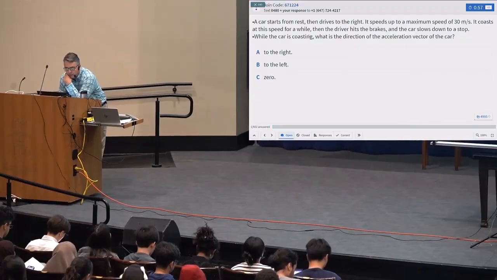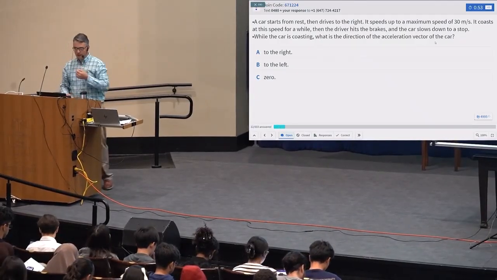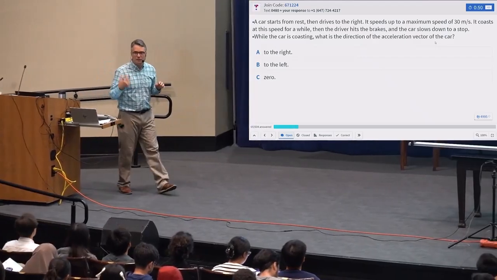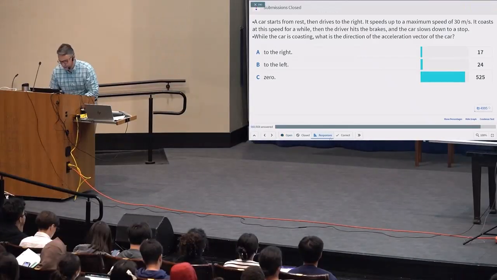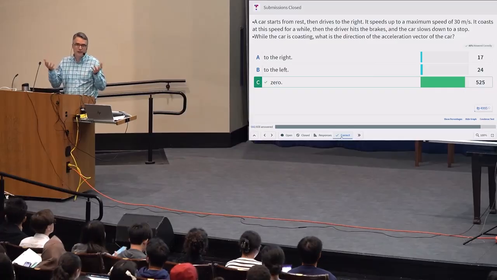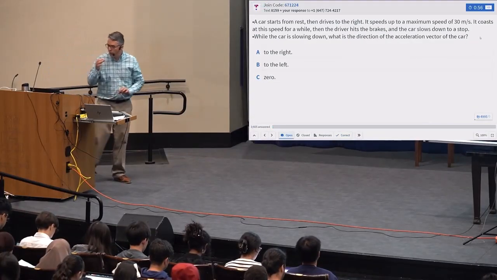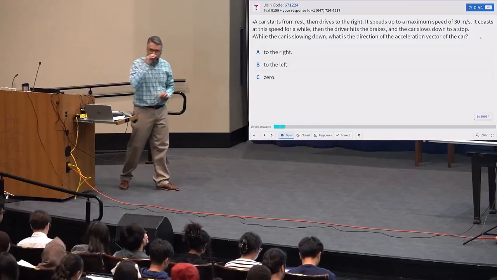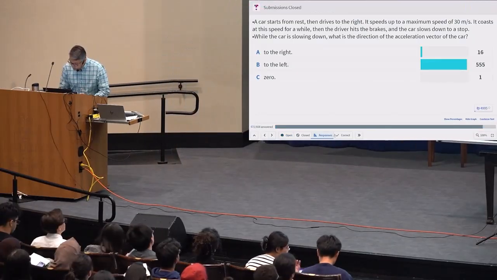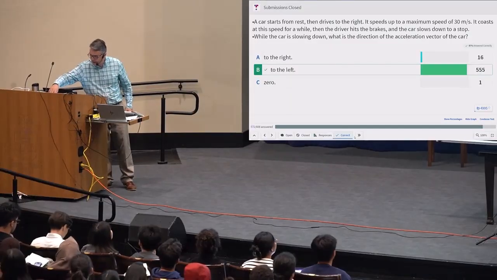This one says, while the car is coasting, what is the direction of the acceleration vector of the car? And by coasting, I just mean that it's going at a constant velocity. Zero, okay. So if you're not changing your velocity, then the acceleration is 0. While the car is slowing down, what is the direction of the acceleration vector? Yeah, to the left. Very good. So again, you're getting the right basic idea here.